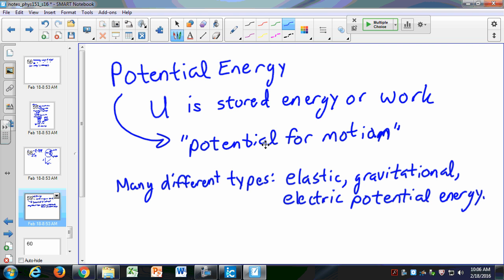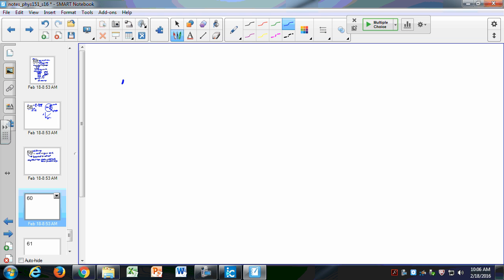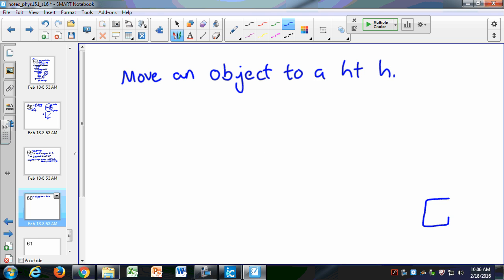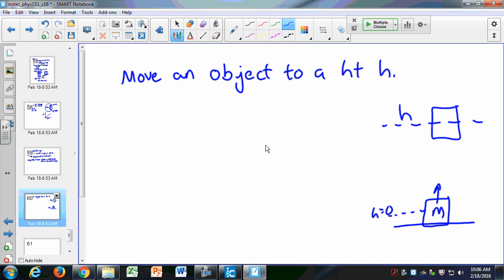Let's say that I move an object to a height h. So I have some object of mass m. It's on the ground. It's at a height h equals 0. And then I move it. I apply a force to it in this direction and move it up to a height h. Think about the force that's required to move this object from this position to this position. And then I want to ask you, what is the work that has been done on this object?